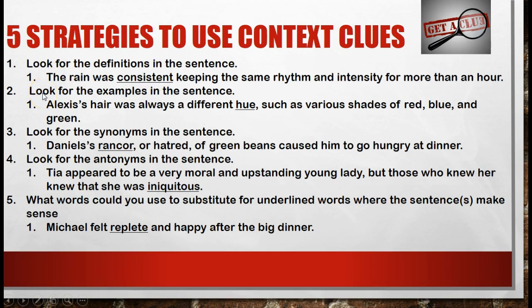The second one, look for examples in the sentence. Alexis's hair was always a different hue, such as various shades of red, blue, and green. Well, we have some examples here of different colors, and it says her hair was always a different hue, so we can figure out that hue means color because it gave us examples of different colors.